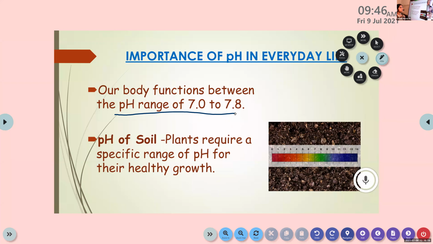And you know that in our stomach, if there is any increase in acidity, that means the pH value changes, it will cause acidity and indigestion issues. Similarly, it will also affect other systems and functions. So the first point: our body functions between the pH range of 7 to 7.8. And the second one, the pH of soil.